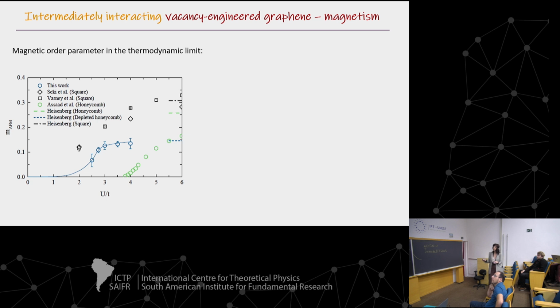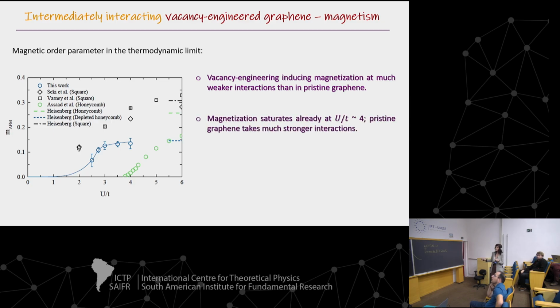Okay, so if we now put magnetization versus U for the depleted lattice, we get this line here. What this tells us is that when you vacancy engineer your lattice so that it becomes a nodal-line semimetal, you can induce magnetization at much weaker interactions than in pristine graphene, maybe even arbitrarily weak electronic interactions. However, this magnetization saturates at a smaller value.